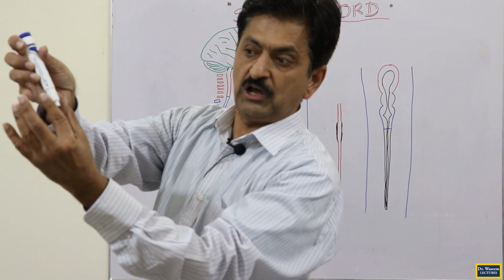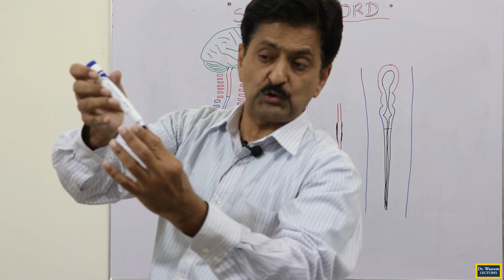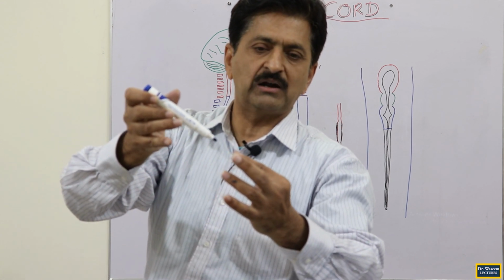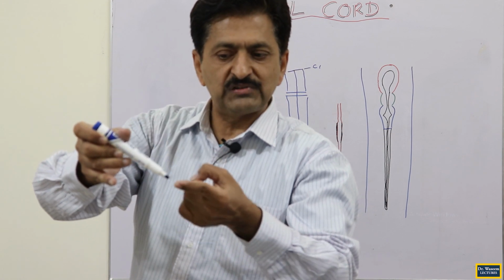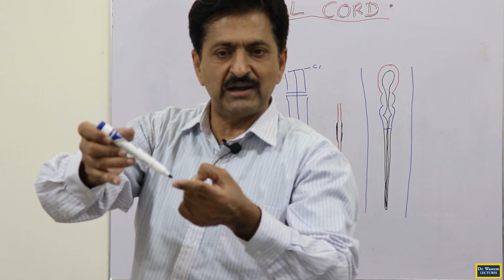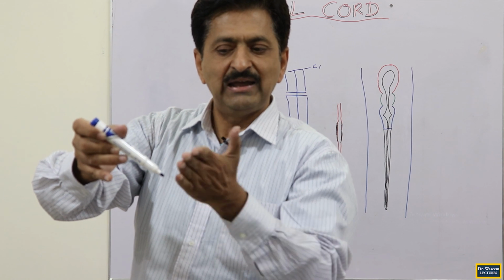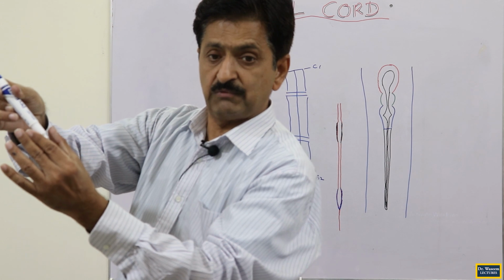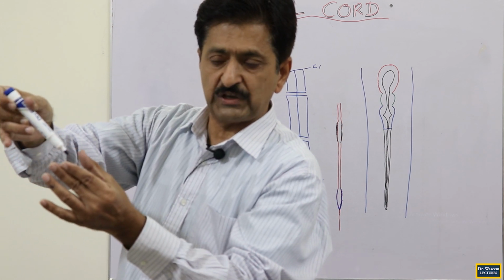And you see the vertebral column is also growing and the spinal cord is also growing. But the pace of the vertebral column is much faster than the spinal cord, and by the time the baby is born, the lower end of the spinal cord comes to lie at a much higher level, because the vertebral column is growing faster.